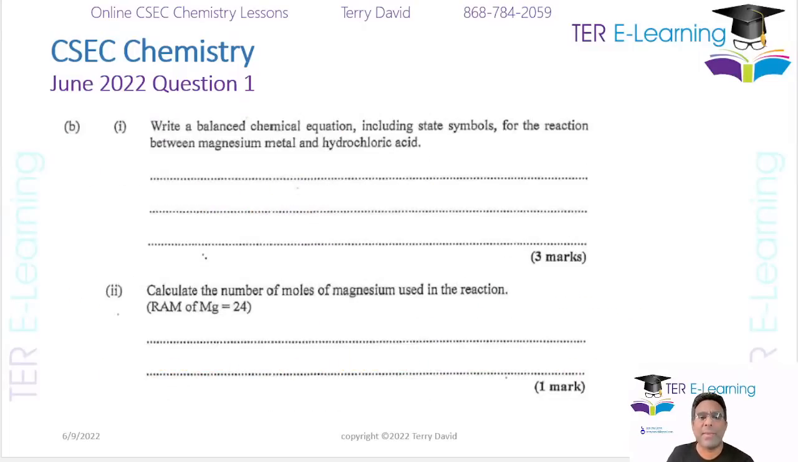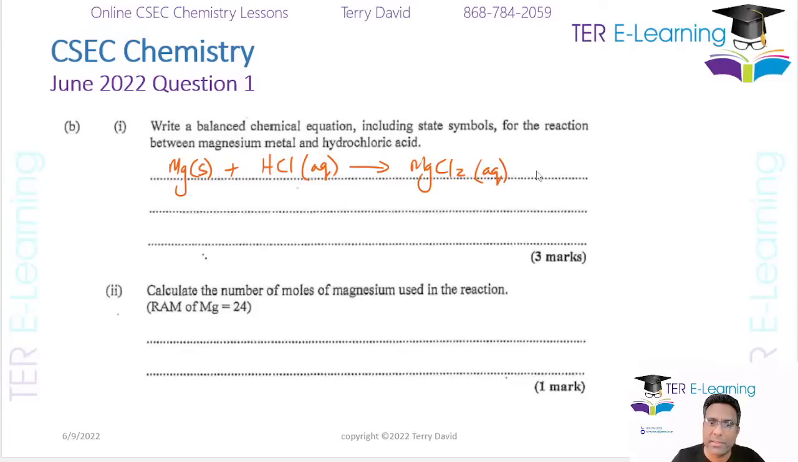Next part, write a balanced chemical equation including state symbols for the reaction between magnesium metal and hydrochloric acid. So the broad topic said acids, bases, and salts. So this is what they were referring to, right? So this is HCl aqueous, right? Produces a salt, which in this case is going to be MgCl2 aqueous, right? Plus H2 gas. Right? And to balance this, all I need to do is to put a 2 here.